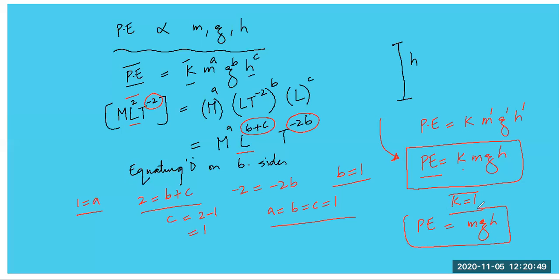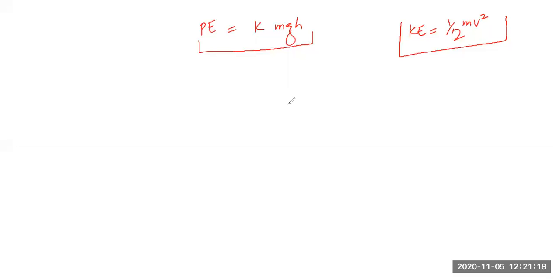But you don't need to do this from here. You only do this much, and you will get full marks. So students, did you enjoy it? Potential energy we got as k m g h. Similarly, as homework, you can derive this also: kinetic energy is equal to half mv squared. In fact, you can derive any formula now if you know the principle of dimensional homogeneity. So was it interesting, Arjinder and Jasmine?